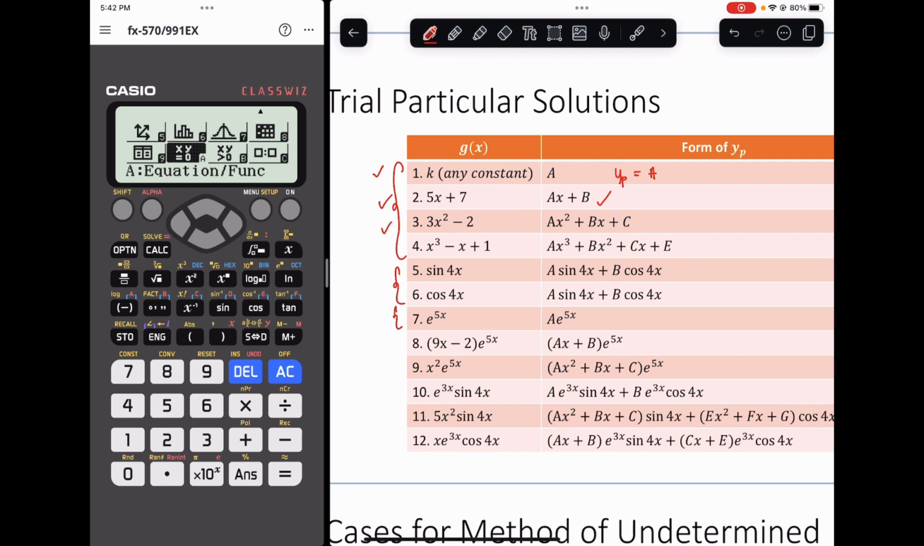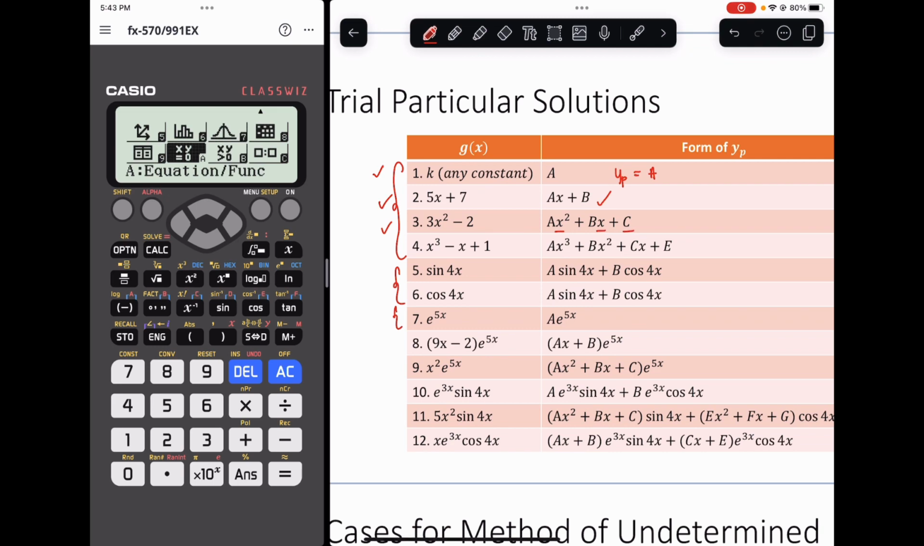Okay, so 3x squared minus 2. The highest exponent here is 2, so x squared. We need to complete the entire terms, starting from 2 until it becomes constant. So we start with x squared, then followed by x, and then followed by c.